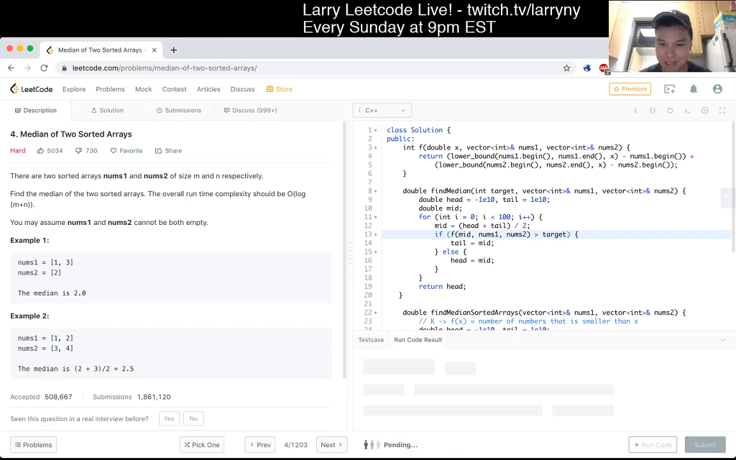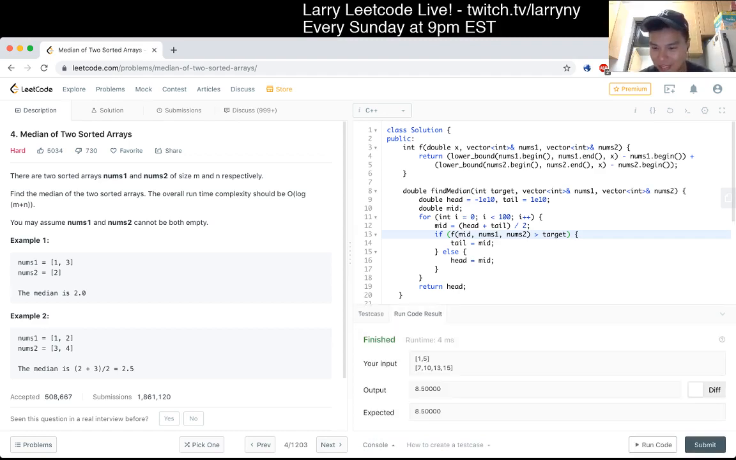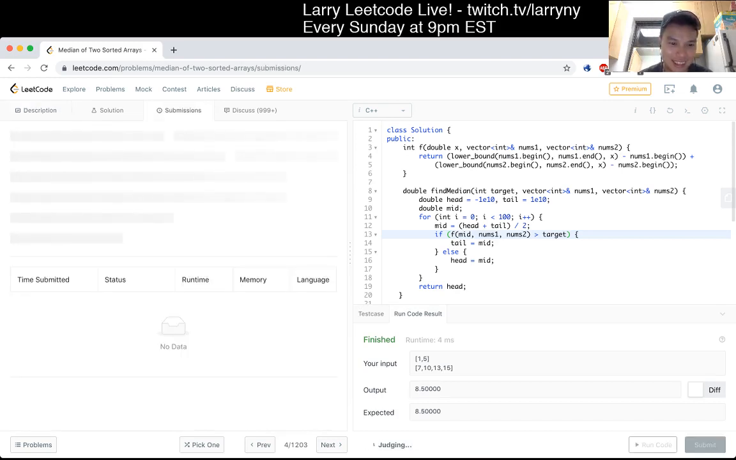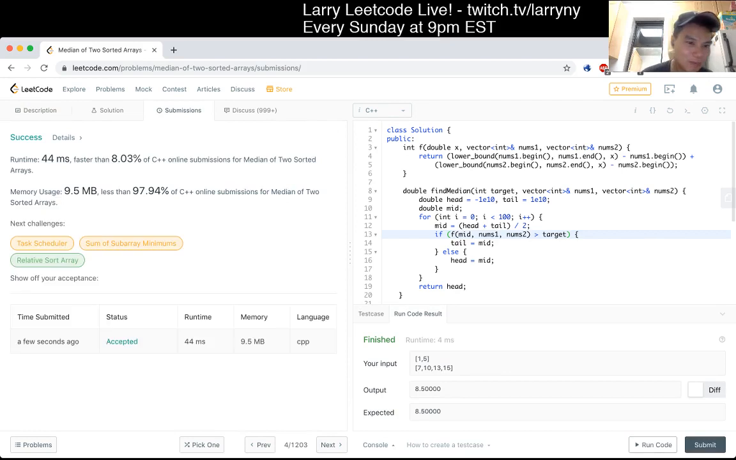This one does not between one away. So it should be like what? 11.5 or something? No. Oh no, not 8.5 maybe? Yep. Okay, let's just see. Let's roll the dice. Okay, cool.